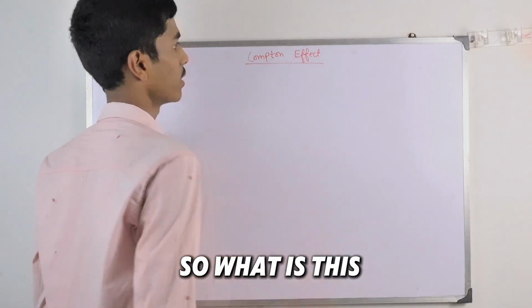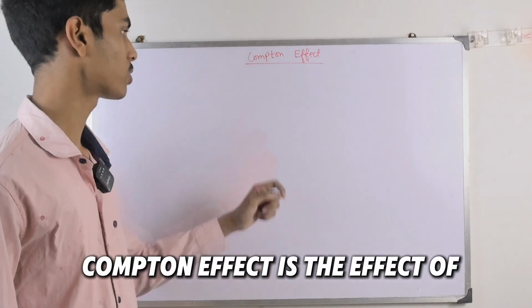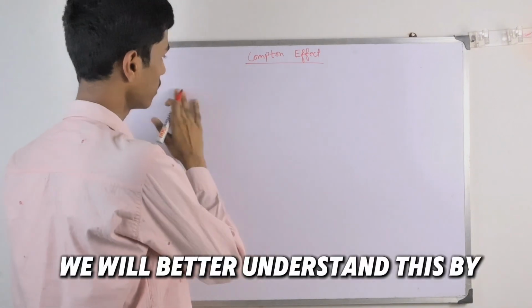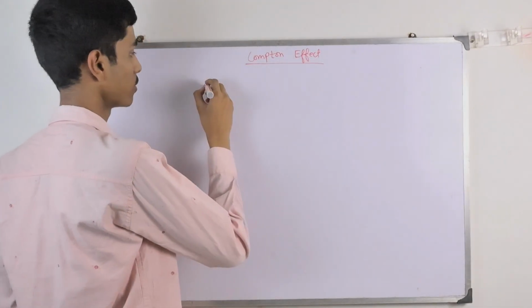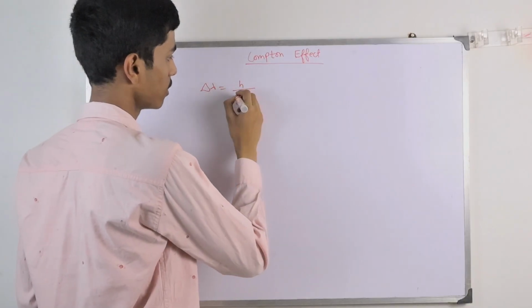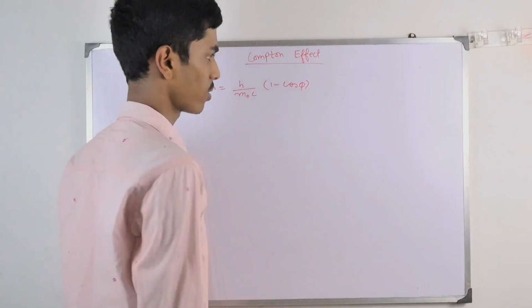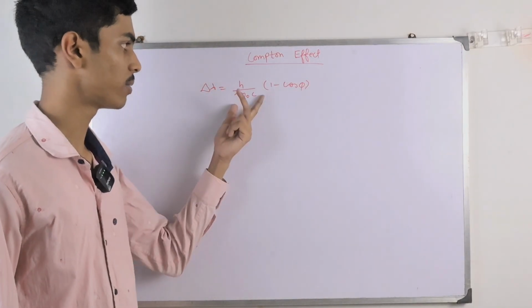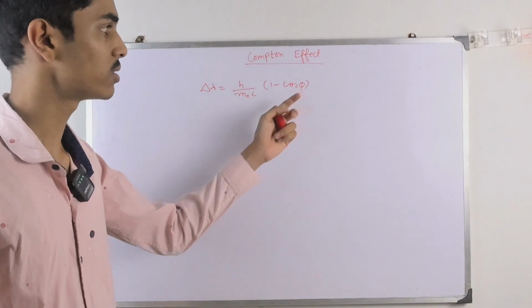So what is this and what does it represent? The Compton effect is the effect of wavelength on a particle. We will better understand this by the formula given by Compton. The formula is del lambda equal to h by m naught c into 1 minus cos phi. You might be wondering what is del lambda, what is h, m naught, c, and what is phi there.